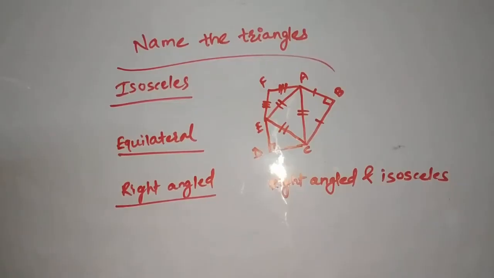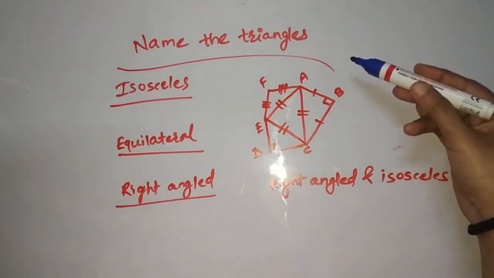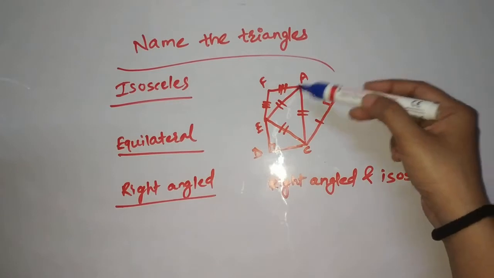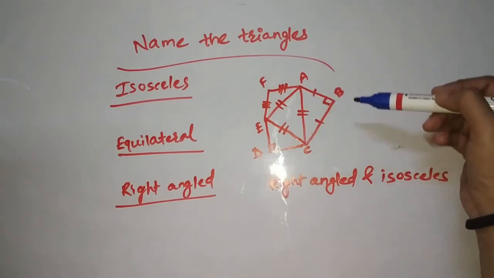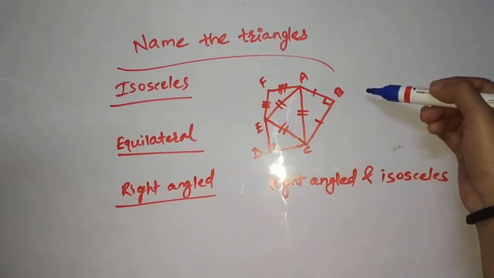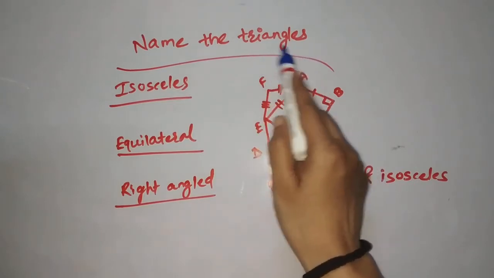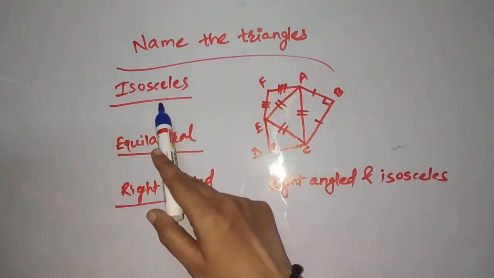So friends, first of all, here is a figure given and we need to name the triangles. You can see there are some triangles and about them, some sides are equal and some are special, like 90-degree angles are also there. So first of all, friends, we write down the names of the triangles. First of all, isosceles.